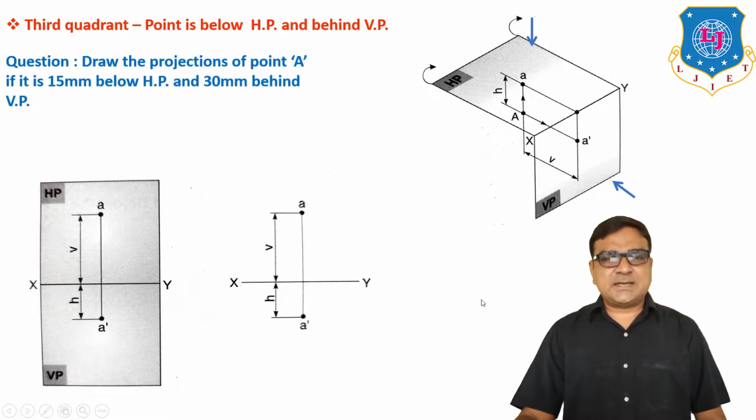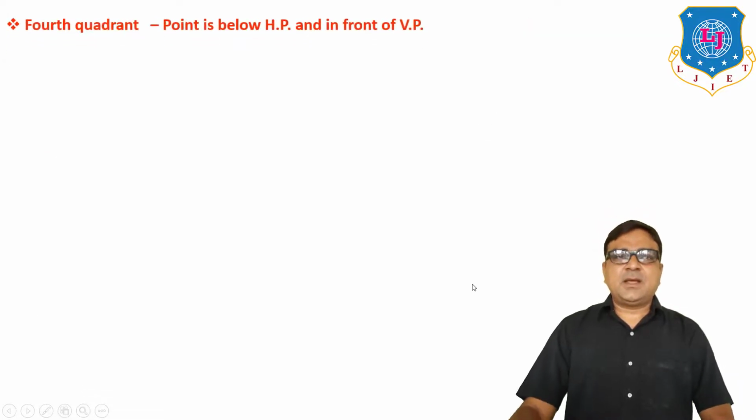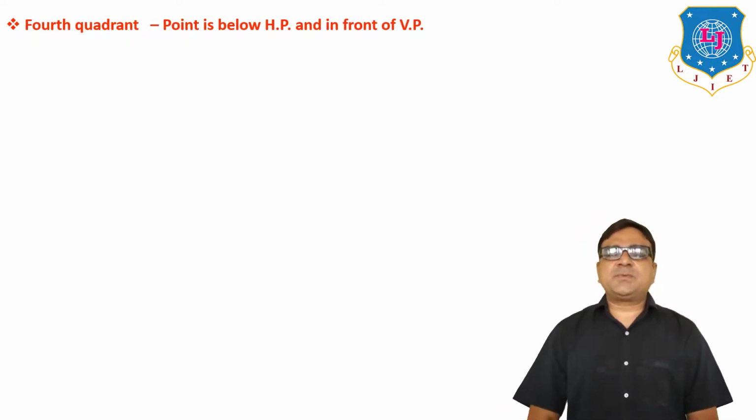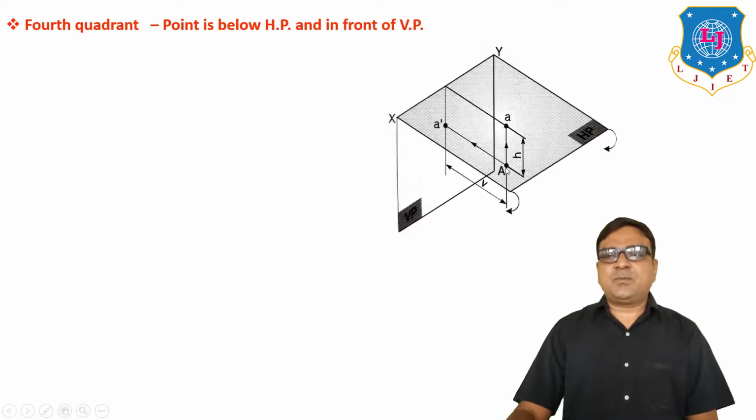If your question is like this: draw a projection of point A if it is 15 mm below HP and 30 mm behind VP. The value of small h is 15 mm, and the value of V is equal to 30 mm. Now for the fourth quadrant, the point is below HP and in front of VP. In the fourth quadrant, the point is projected from the front: the projection of A on the vertical plane is A dash, and from the top, the projection of A on the horizontal plane is small a.